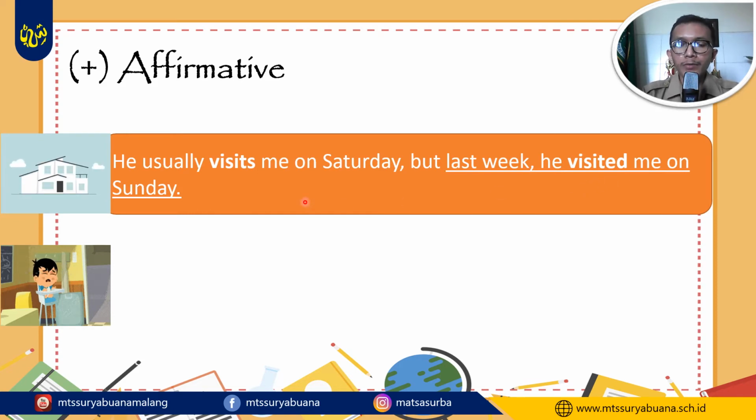So it different with the first sentence, visits, because it happens regularly. Usually, he usually visits me on Saturday. It means that every Saturday he visits me. So this sentence is quite different, the first one and the second one. He usually visits me on Saturday. And the second one, but last week he visited me on Sunday. Last week and usually. So how we use the verb here is different.